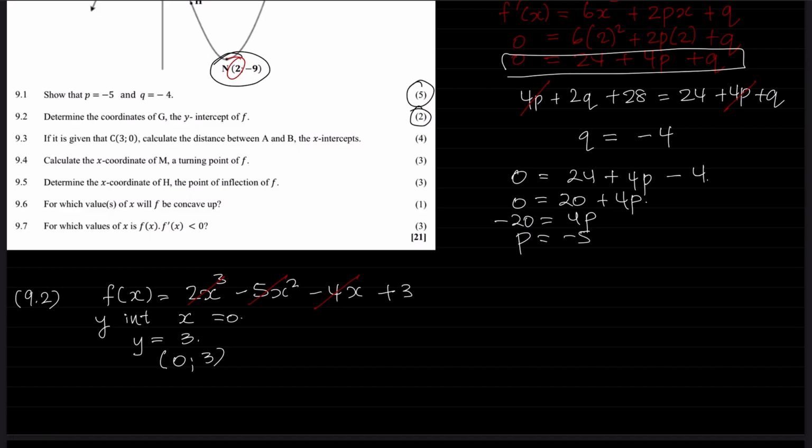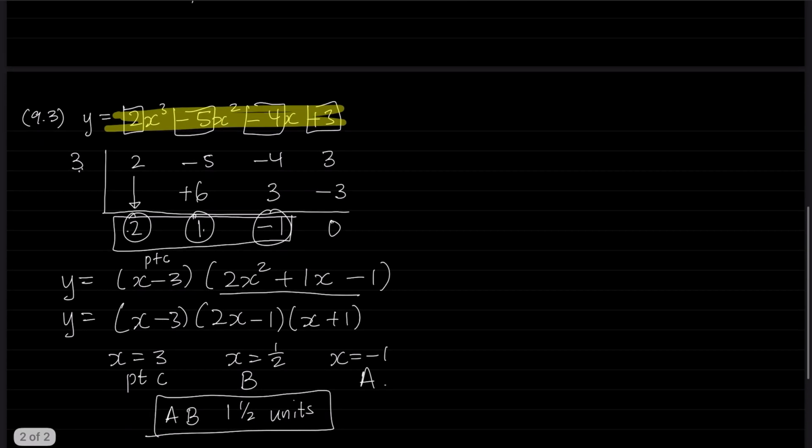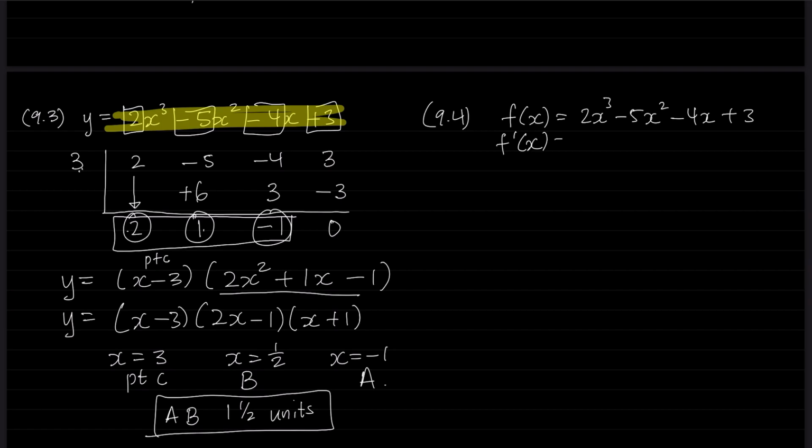Okay, let's move on. Question 9.4. Calculate the x-coordinate of M, a turning point of f. So remember again, if you want to get a turning point, all you need to do is take the original cubic. So f of x is equal to 2x to the power of 3 minus 5x squared minus 4x plus 3. If you want a turning point, take the derivative and equate it to 0. So f prime x is equal to 6x squared minus 10x minus 4.